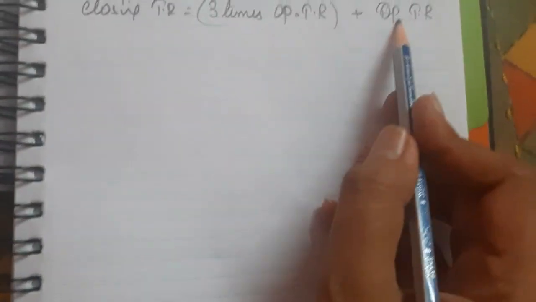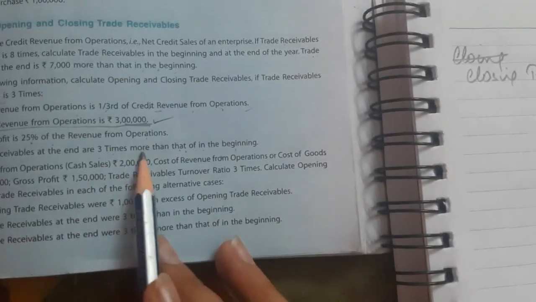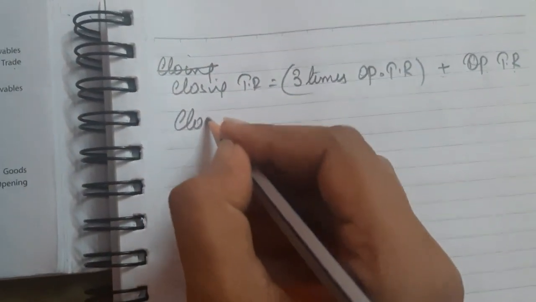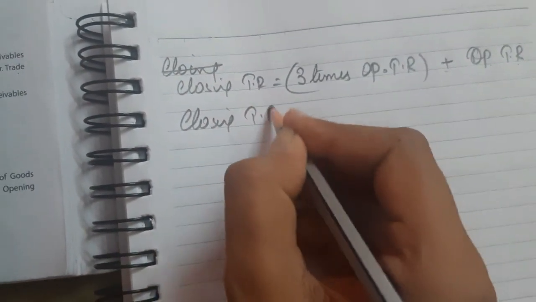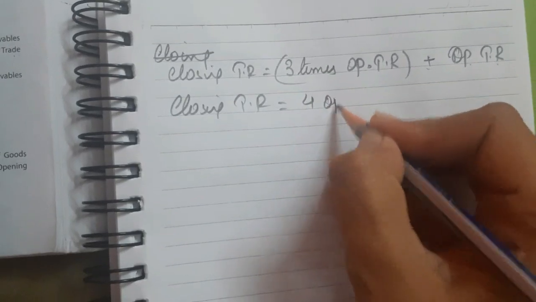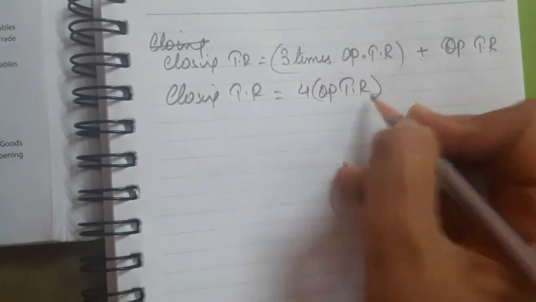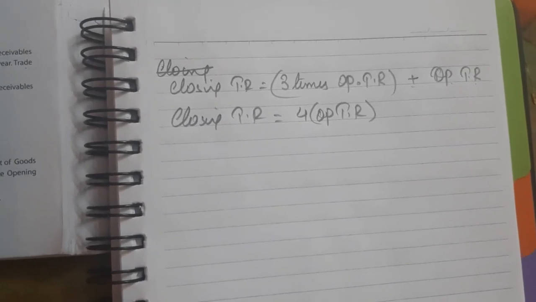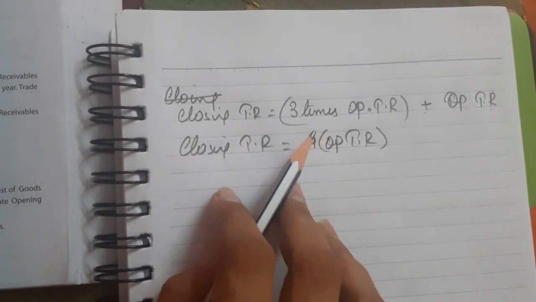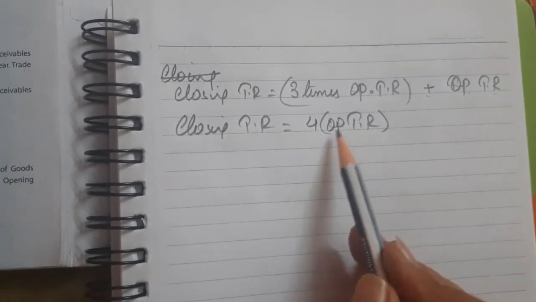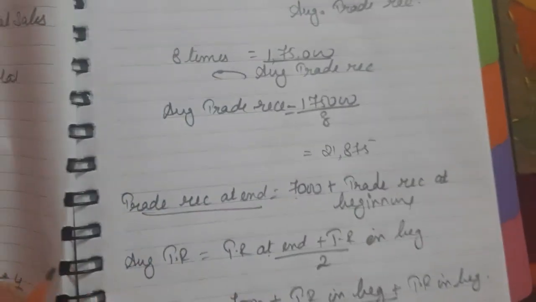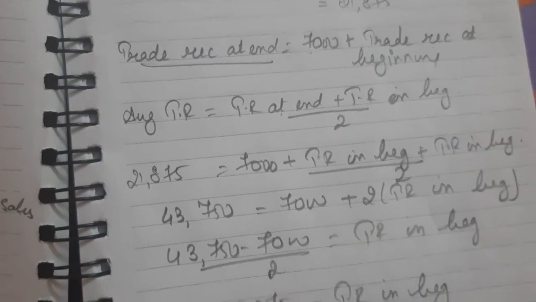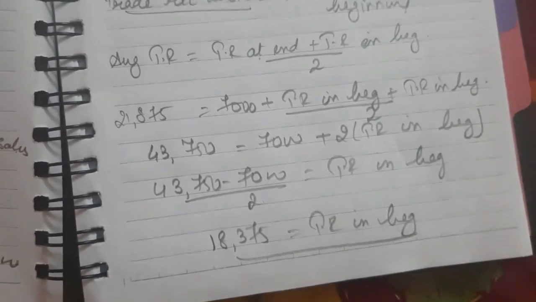Why am I adding opening trade receivable to the 3 times? Because it is saying it is 3 times more. So your closing trade receivables will be 4 times opening trade receivables. Now this becomes very simple. You can use the formula for average trade receivables, that is opening trade receivable plus closing trade receivable divided by 2, and then it is the same as what I taught you in question number 97, and you can easily find out the opening and closing trade receivables.